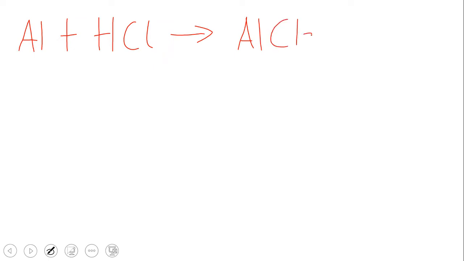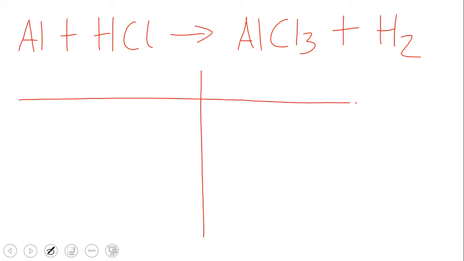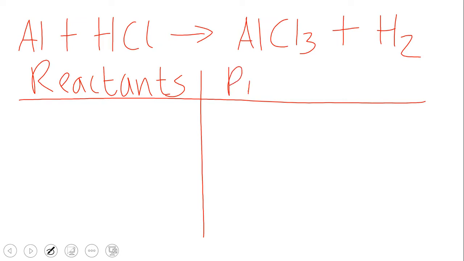We have Al, aluminum, plus hydrochloric acid, that's HCl, produces aluminum chloride, AlCl3, plus hydrogen. And so the first question is, is this balanced? And if it's not balanced, then how do we go about balancing it? So we're going to construct a table. In this table we have the reactants on one side, and on the other side we have the products.